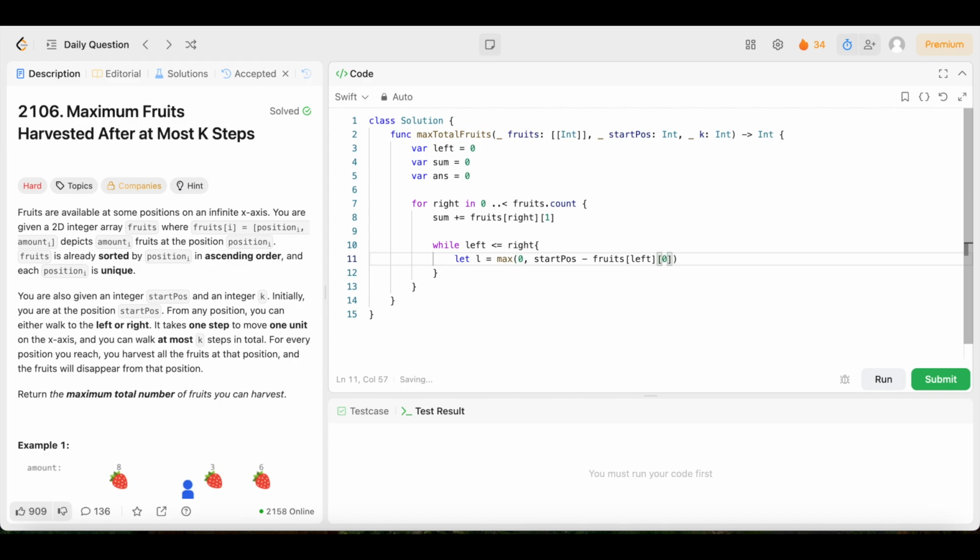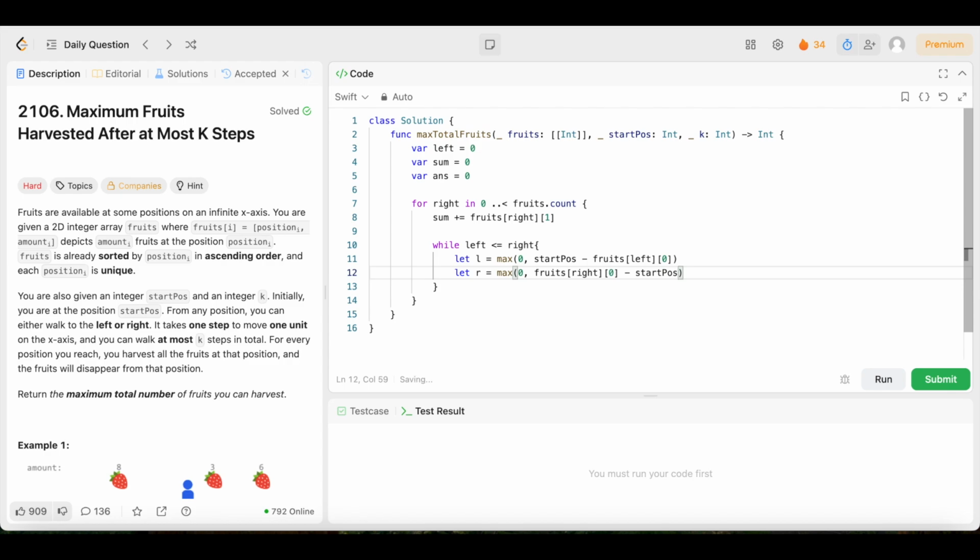Boom. Now we need the distance from the starting position to the farthest right fruit in the window. So this time we're going to come right underneath that. We're going to say let R equal max(0, fruits[right][0] minus startPos).